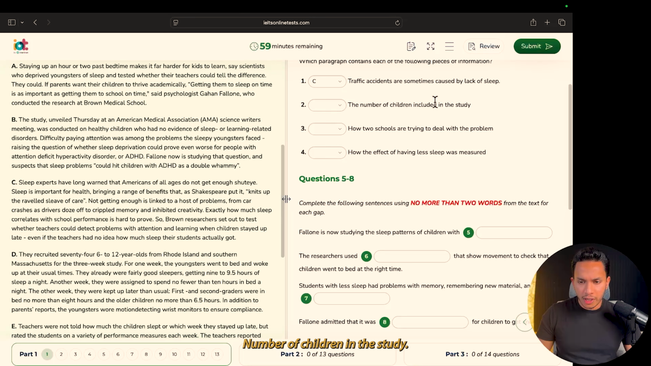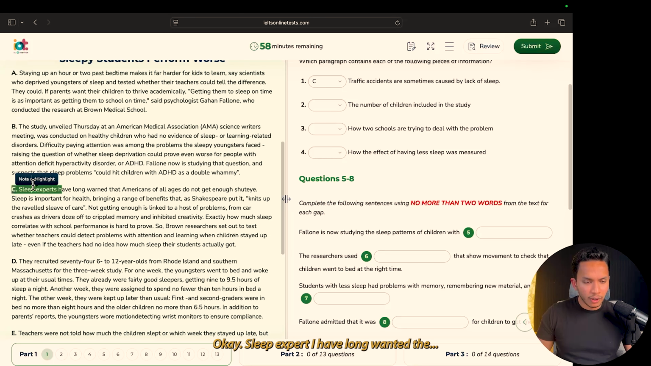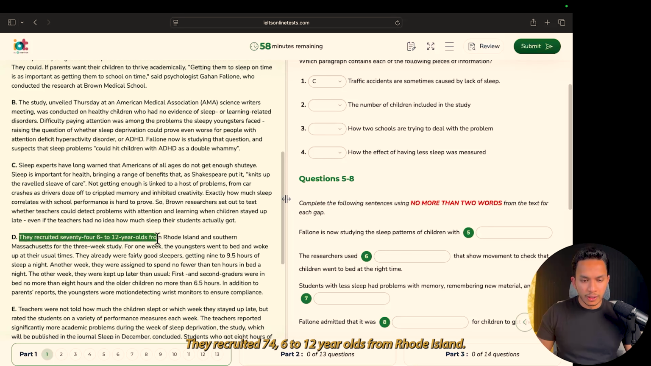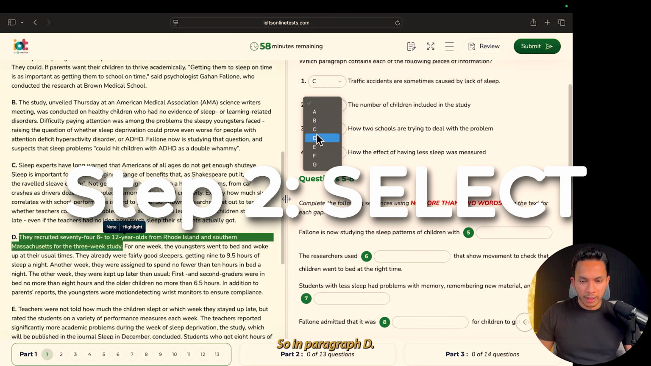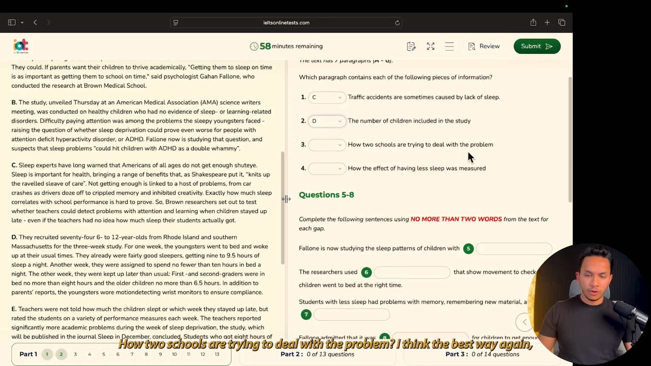Number of children in the study. So you want to look for a study. Okay, sleep experts have long wanted, they recruited 74 6 to 12-year-olds from Rhode Island and Southern Massachusetts for the 3-week study. Good.